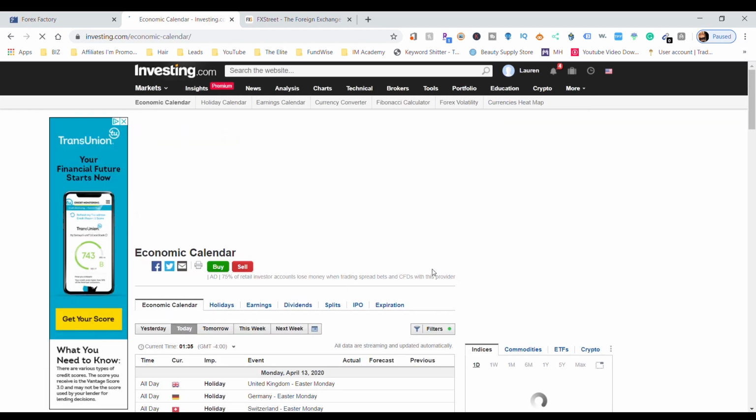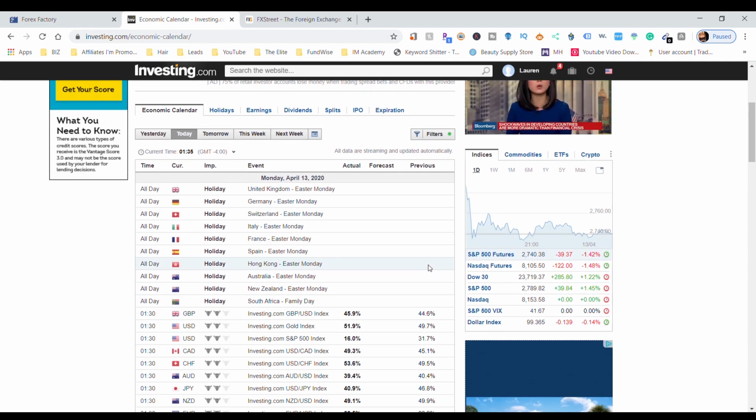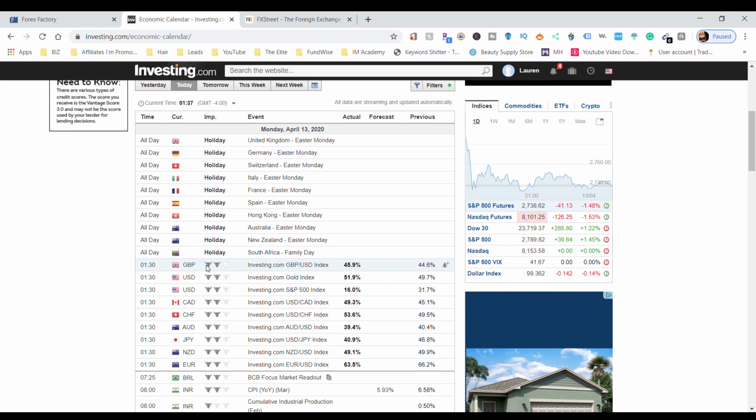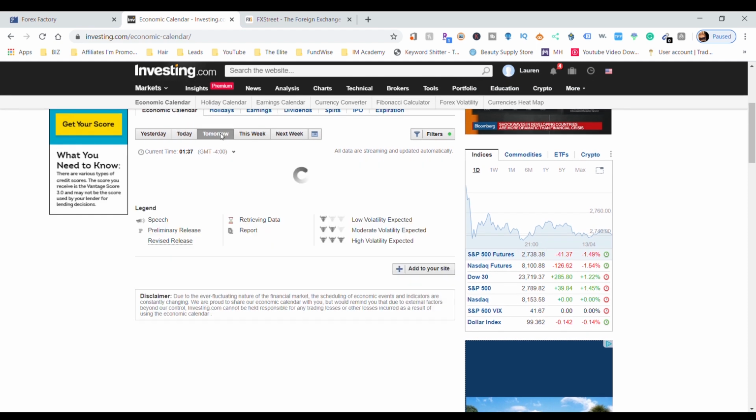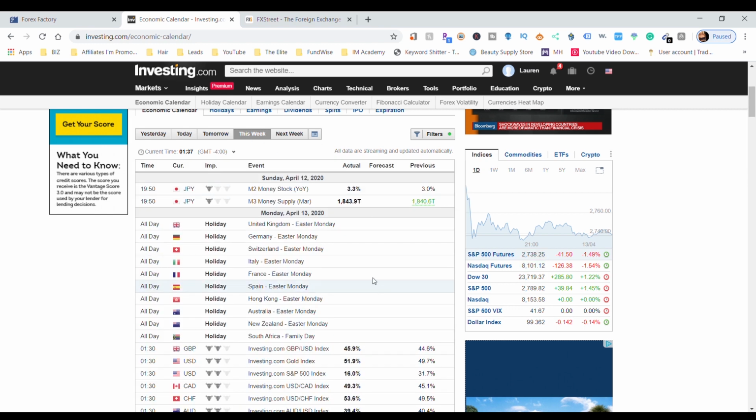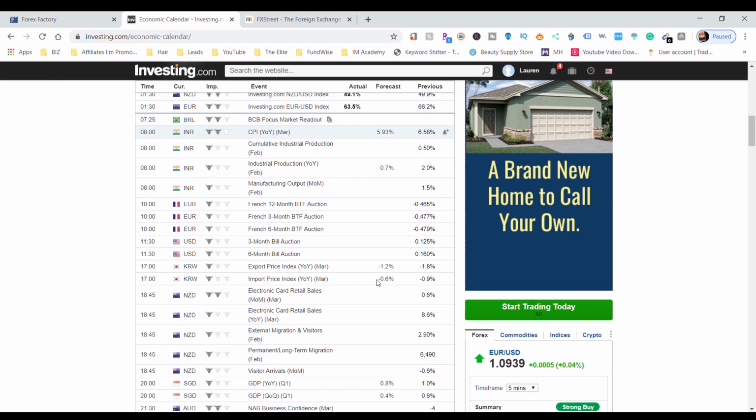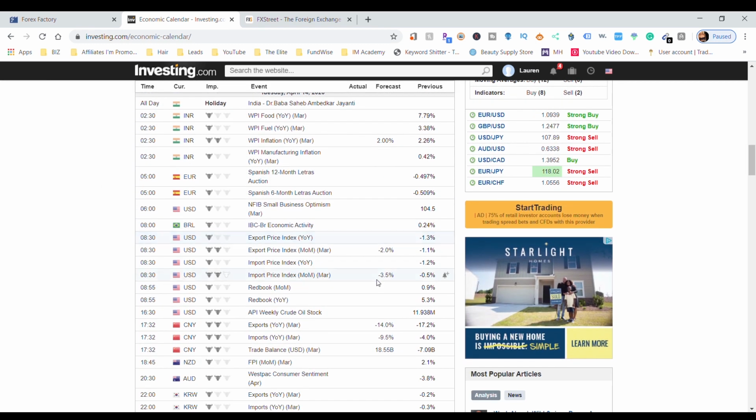On this economic calendar, you want to make sure that the time is in your right time zone. And then with this chart, you can see that the bulls represent the volatility in the market. So by clicking on investing, they have a lot more information about what's going on in the market.